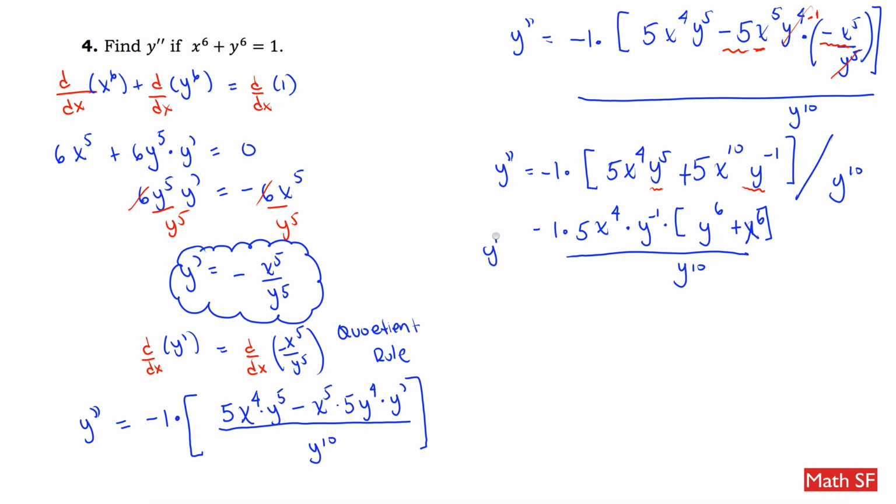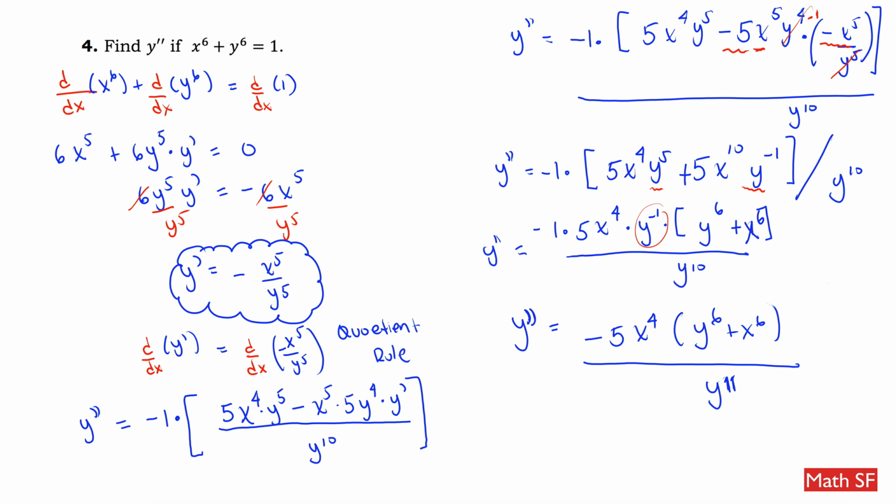So this is getting super complicated. The y double prime is equal to, this guy here is going to go to the bottom. So I'm going to have negative 5x to the 4 times parentheses y to the 6 plus x to the 6, all over y to the 11. Now that we get this, we're almost done. However, this could be our full answer, but let's keep in mind what y to the 6 plus x to the 6 was. If you look at the original condition, the given equation, that's actually 1. So the second derivative is going to be negative 5x to the 4 over y to the 11 power. So that's going to be your final answer.